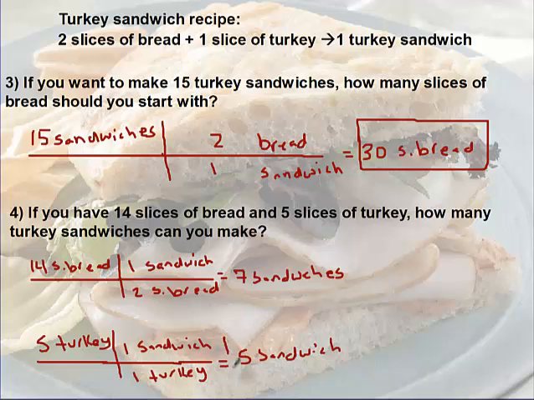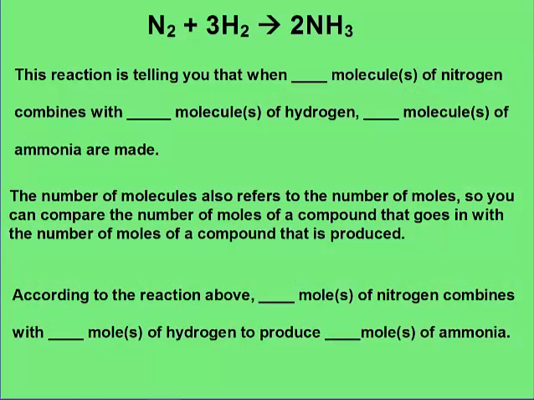If you said 5 sandwiches, you are correct, because you can only make as many sandwiches until the turkey runs out. When the turkey runs out, I can't make any more sandwiches according to my recipe. So always box in the smaller answer, you don't add them together.